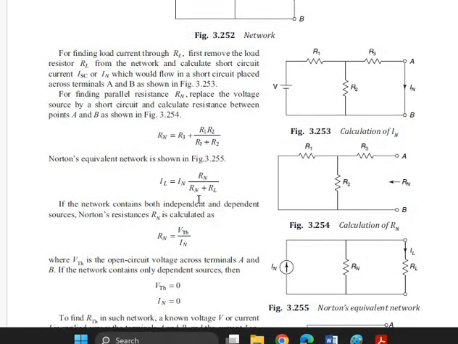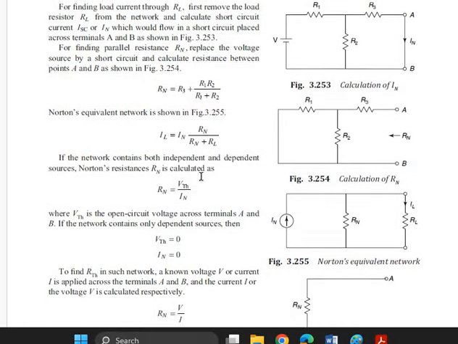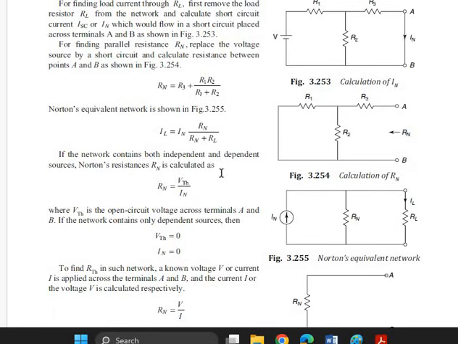So now we are going to calculate the load current IL. IL is equal to IN into the opposite resistance RN divided by the total resistance RN plus RL. So Norton's resistance RN is calculated as RN is equal to VThevenin divided by IN, where VThevenin is the open circuit voltage across terminals A and B.